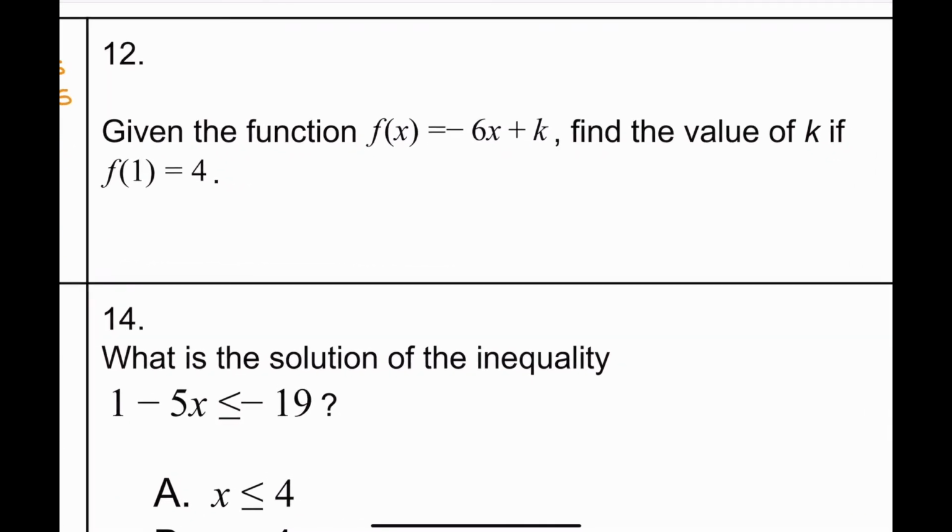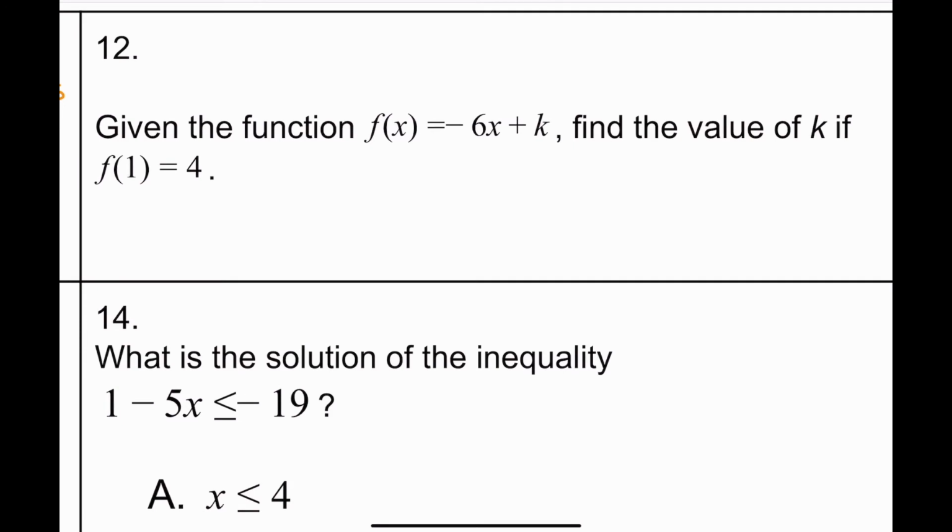Number 12. Given the function f of x equals negative 6x plus k, find the value of k if f of 1 equals 4. This uses the basic understanding of function notation. Your goal is just a little bit different. So our goal is now to find the value of k. So what is k if f of 1 is 4?